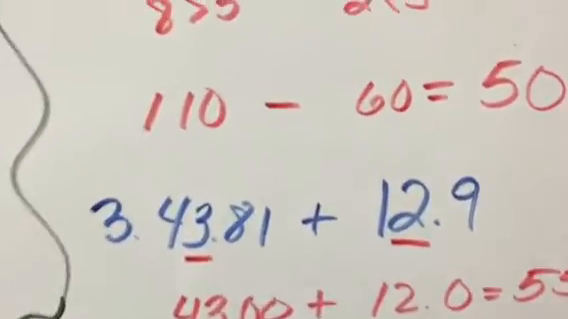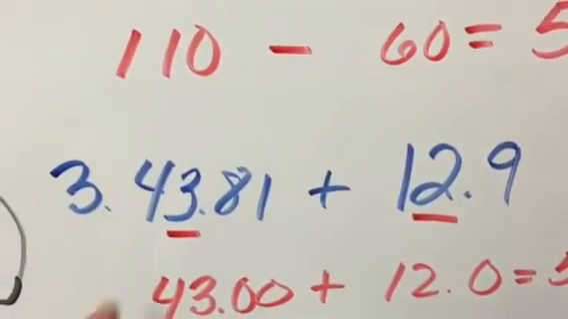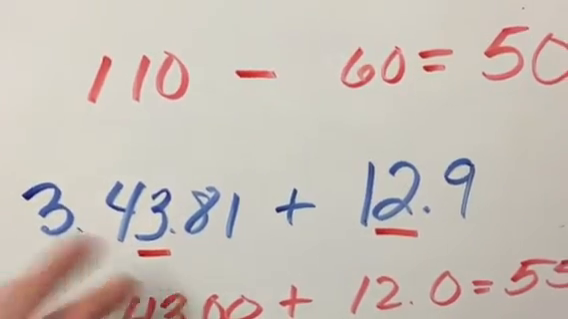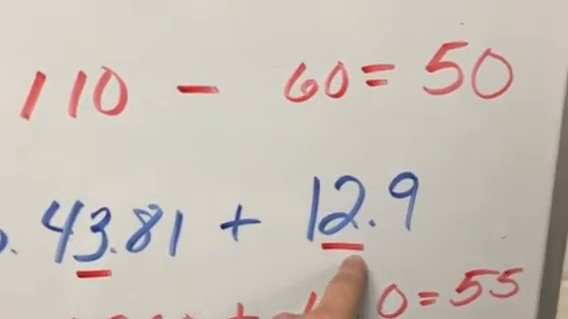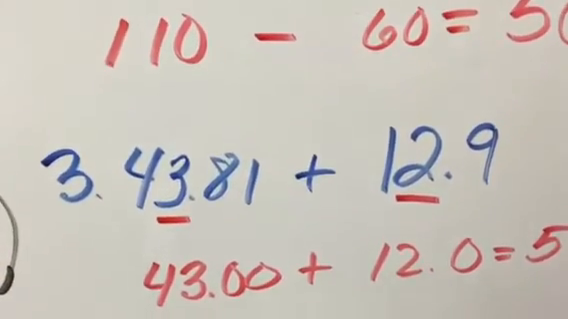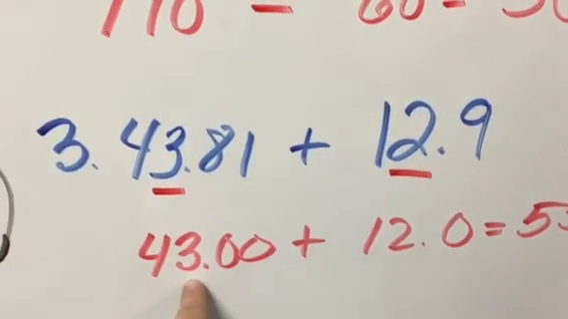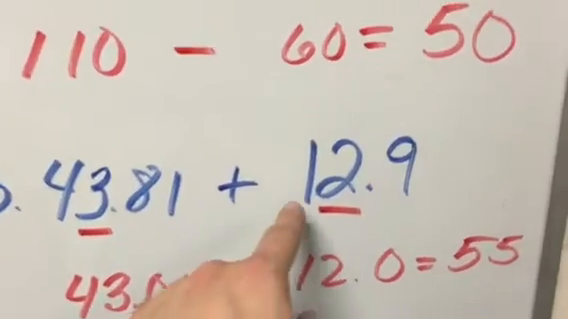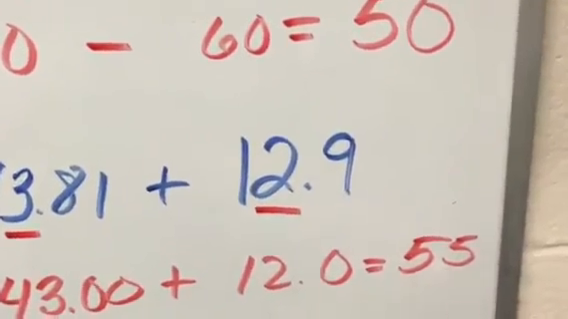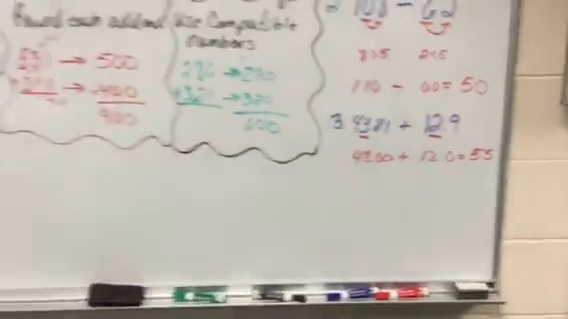This last one, 43.81 plus 12.9. Now in this case I'm going to use more compatible numbers. I'm not going to just round it. I know that 3 and 2 add up to 5 really easily, and that's a number that I can manipulate in my head. So I'm going to turn 43.81 into just 43. And 12.9 I'm going to turn into just 12. And I know that 43 plus 12 equals 55. Those are just different ways to manipulate your numbers so that you can do them in your head.